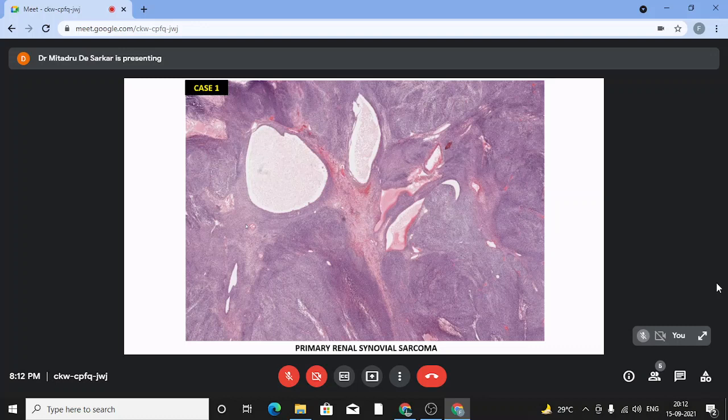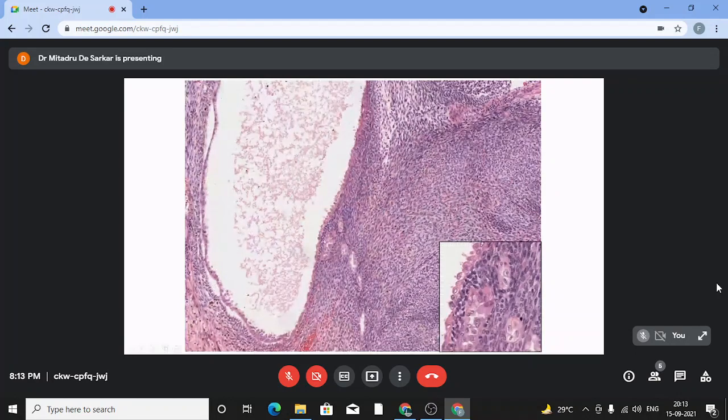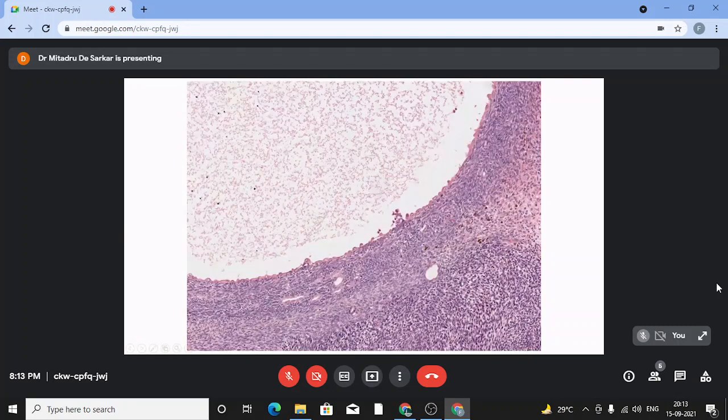So this is a primary renal synovial sarcoma with a solid pattern, but within the solid architecture, you get these slightly cystically dilated spaces which are seen scattered throughout. These are actually the native renal collecting ducts which are caught within the tumor, and often these collecting ducts will grow up to grotesque sizes, giving rise to a cystic appearance, although they are not a part of the tumor per se. This is a fact that has also been mentioned within Ackerman. If you look at these entrapped cystic structures, you see that they are lined by the normal hobnail cells that you see in the normal cortical collecting ducts.